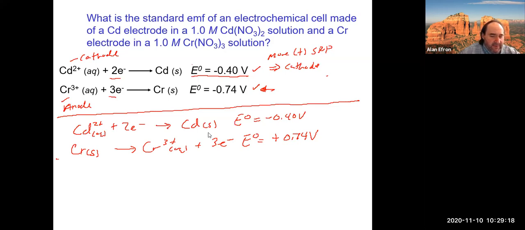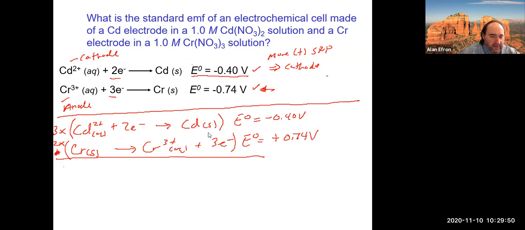Now we could add these both together since we're looking for the overall reaction, but we really can't add them together right now because they are different numbers of electrons. So before we add them together, we do need to make sure we have the same number of electrons, and that is actually 6 in this case. So the top reaction does need to be multiplied by 3. Bottom reaction does need to be multiplied by 2 before we really can add those together.